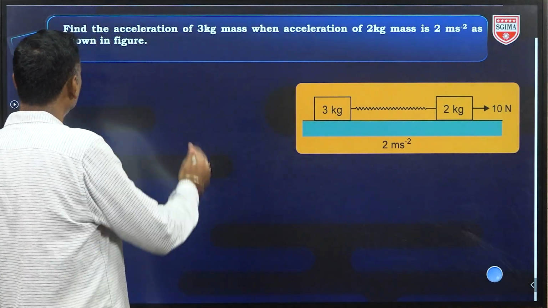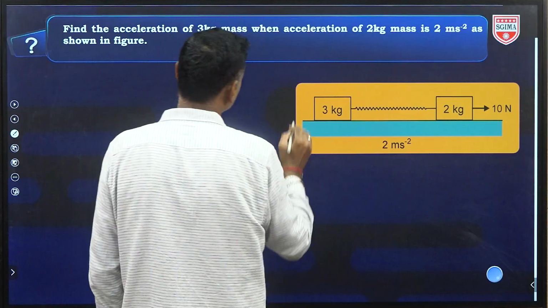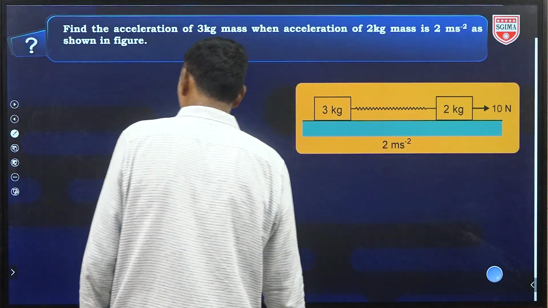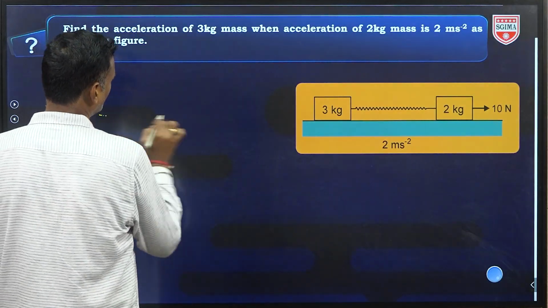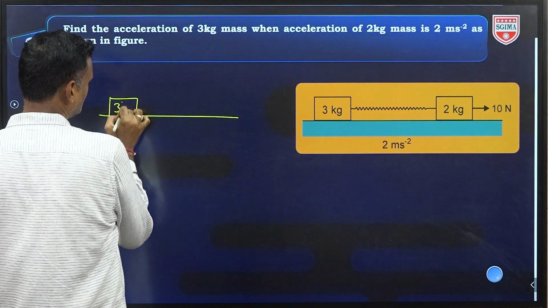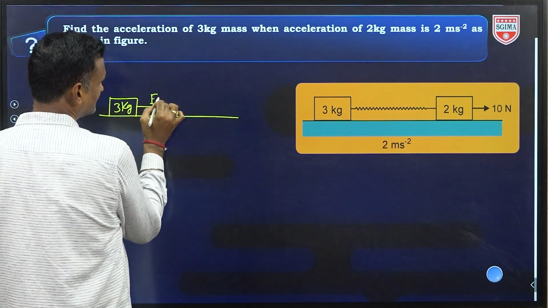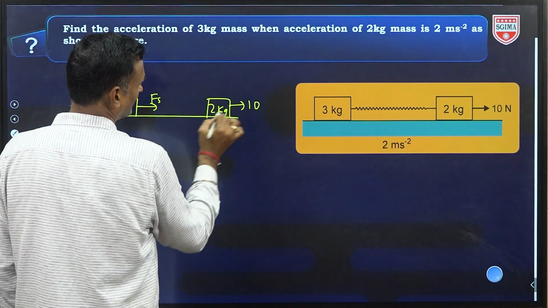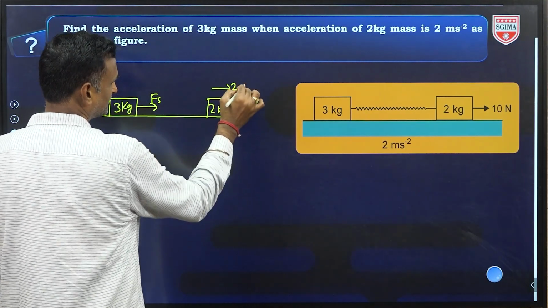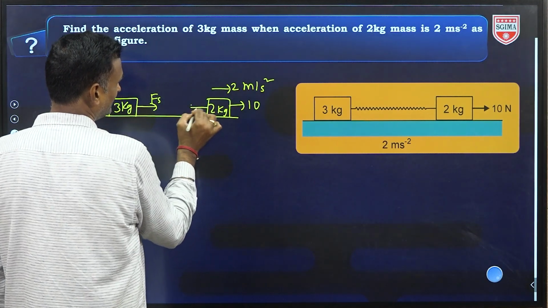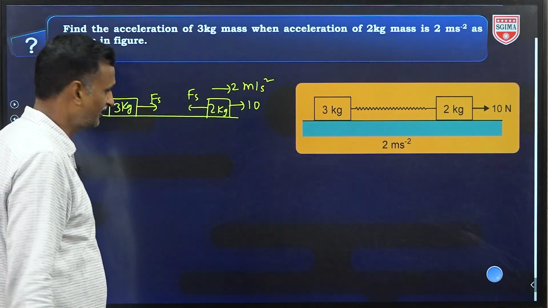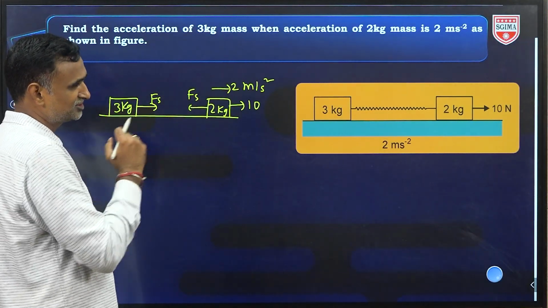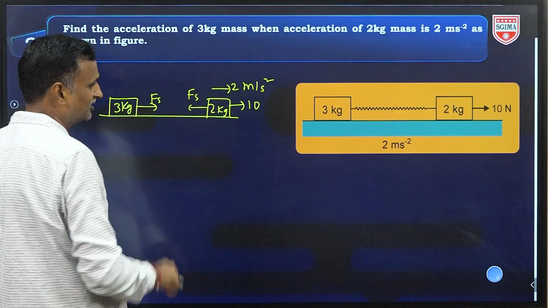Next, here is one question: find the acceleration of the 3 kg mass when the acceleration of the 2 kg mass is 2 meter per second squared, as shown in the figure. So we will redraw the diagram here. This is the 3 kg mass and it is being applied by spring force here, and here this is 2 kg and on the right side 10, and its acceleration is 2 meter per second squared, and on the back side is the spring force. Now spring forces are equal and opposite, so as a total system also we can solve this question, but separately also we can solve.